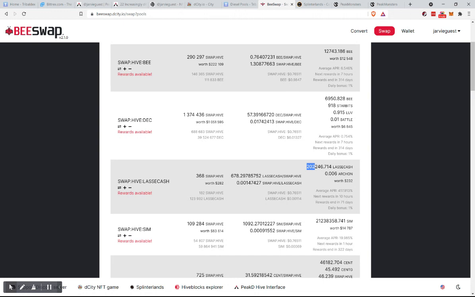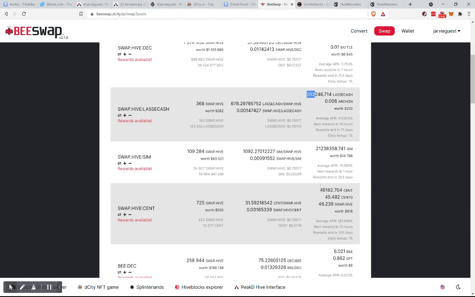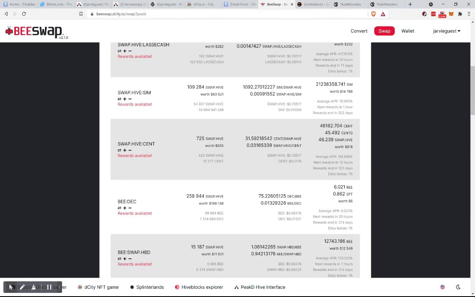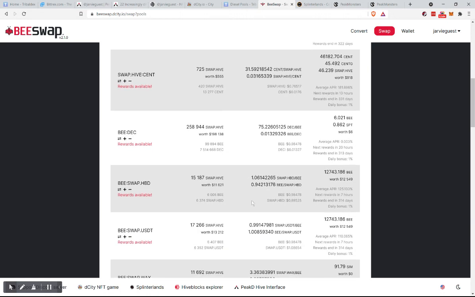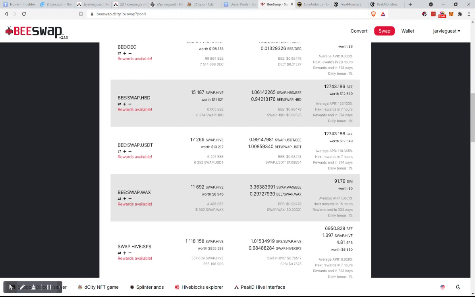Cash. And apparently it has a value, and there's only $282 in the entire pool, and they're probably giving away $232 a day. That sounds like a good idea, actually. I don't know if they're a real project. I don't know anything about them. 181% or 0.003%. Ooh, exciting. Yeah. So, I don't know.